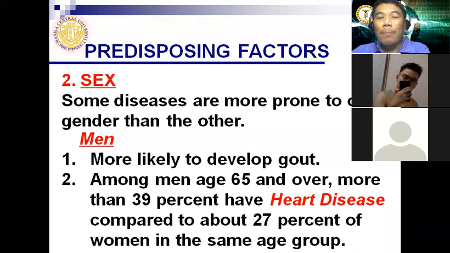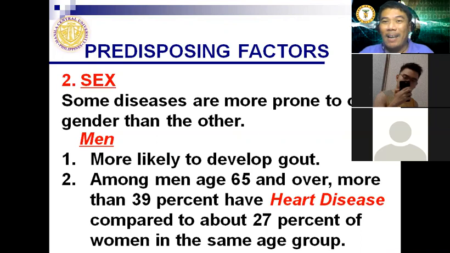Next, another, males 65 years old and above are 39% likely to have heart diseases compared to 27% of women. So these are basic findings. If these findings among 65 years old are findings among Americans, then better to have a study of justifiable reasons among men aged 65 years old for Filipinos.